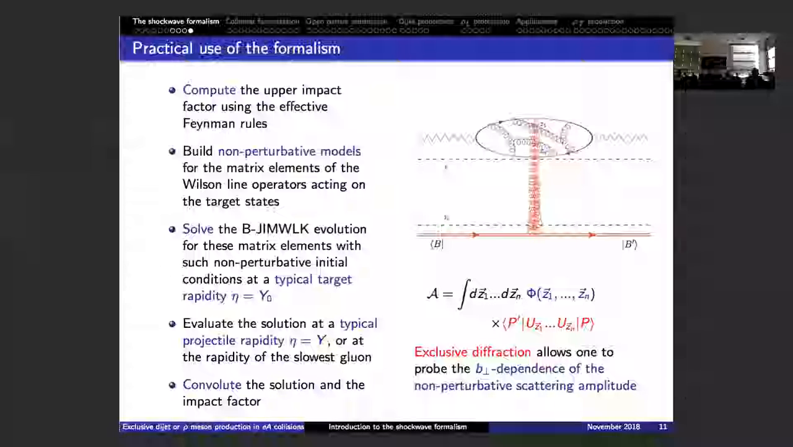I will discuss how to compute impact factors at NLO for the rest of this talk, but I just have to remind you now, even though it's kind of controversial, apparently, the way you're supposed to convolve it, in my simplistic understanding, is this. I'm computing my impact factor. I'm building non-perturbative models for the matrix elements of the Wilson lines acting on the target. With this model, I'm solving B-JIMWLK with initial conditions at a typical rapidity of the target P+. And once I have my solution, I'm convoluting that solution at a typical projectile P+. So I would evolve from target to projectile in that case. I will only discuss the impact factor part, not the non-perturbative matrix elements. So that's for the shockwave treatment of the CGC.